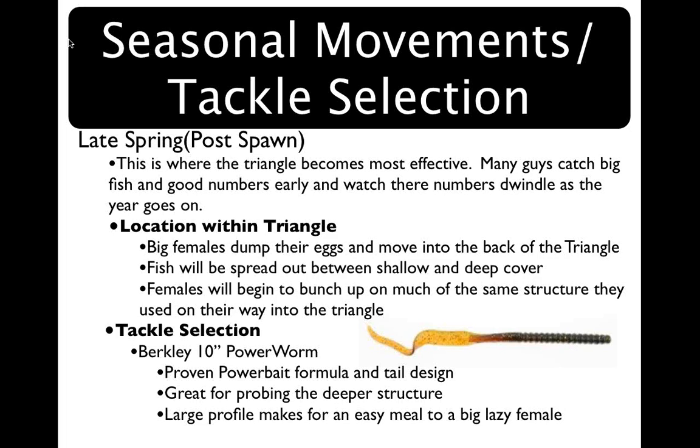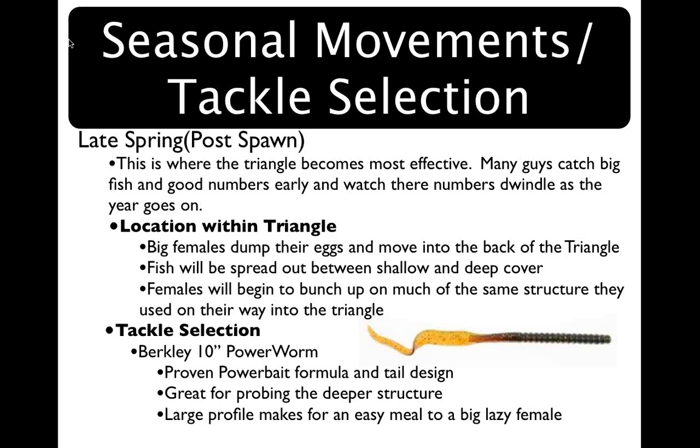But after the spawn, we start getting into that late spring mode, and these fish tend to spread out more, I guess, right? Some fish are still spawning maybe. Some fish are already moving out deep. They spawned a month ago, and we've got fish that are just cruising around the banks not knowing what to do. So this is usually going to be back toward the middle of our triangle, right? Similar to the same section as our pre-spawn mode.